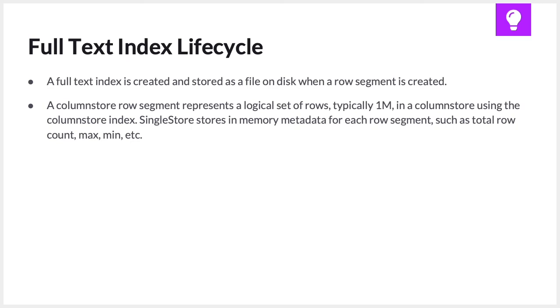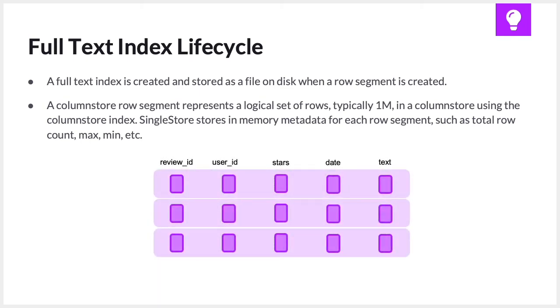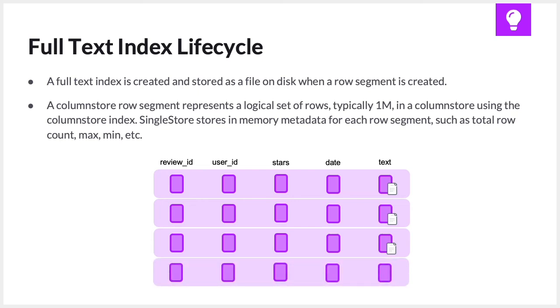And as a quick refresher on column store tables in SingleStore, data is stored into row segments, which represent a logical set of rows in the column store index. Each row segment contains a column segment for every column in your table, which contains all of the values for that specific column in that specific row segment. A full text index is created and stored as a file on disk for each row segment when the segment is created, and it's essentially a dictionary of the search terms or words that exist within the stored documents. And as a new row segment is created, that index will be created also.